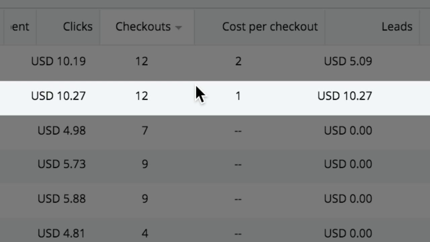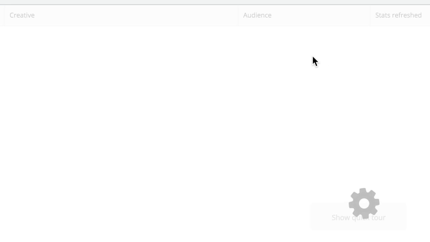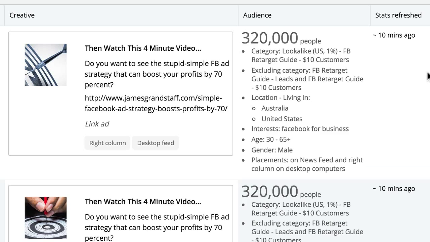But so far, again, this has only been one night or one full day, but I was able to get a checkout for $10.27. So if this continues, I'll be able to scale this campaign up because there are so many people in this audience. This particular ad has 320,000 people that I could reach with that ad, and this was the ad that converted the sale. So let me head over to my regular ads account now, and I'll show you what I did differently in order to lower my cost per acquisition.